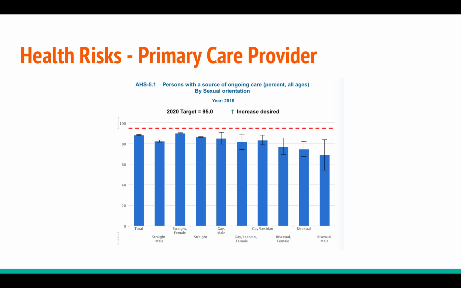This graph is from the National Health Interview Survey, which illustrates people who have a source of ongoing care by sexual orientation. It shows that those who are bisexual, gay, or lesbian had a lower prevalence of having someone to go to for ongoing health care as compared to straight individuals.